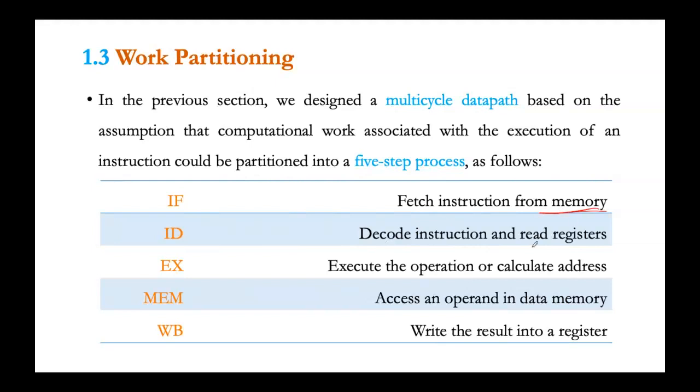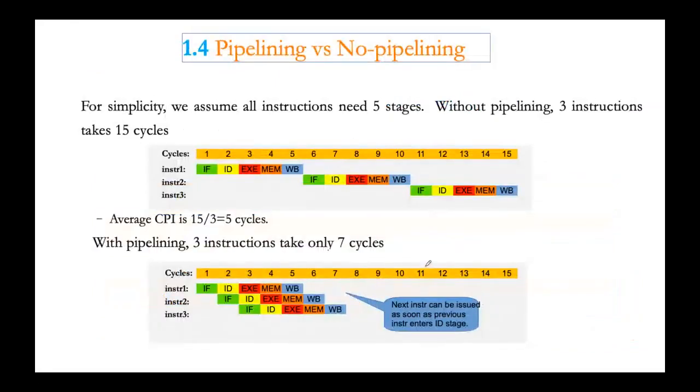Here you just remember, instruction fetching means fetching from the instruction memory. Instruction decoding means decoding the instruction as well as reading the register file, so the register file is accessed here. In execution, the operation calculates the address, so the ALU functional unit is accessed. In the memory step, the instruction accesses an operand in the data memory. Here is your instruction memory, here is the data memory, and in write back the result is written into a register, so the register file is accessed here. So these are some basic concepts.